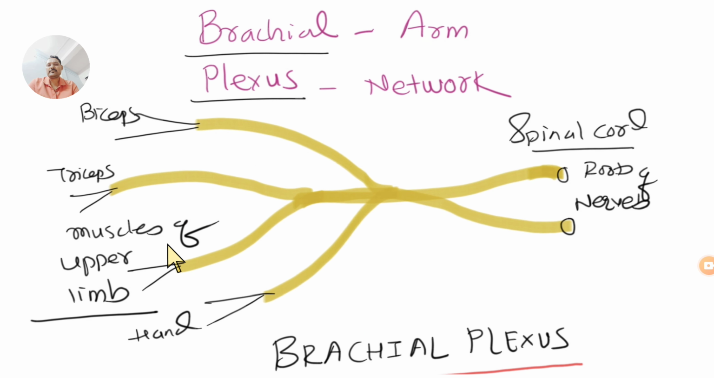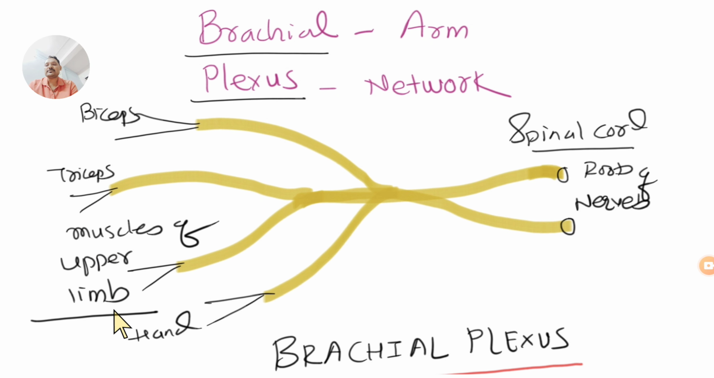See the word itself, what does it indicate? Brachial means it is related to the arm, and here we can take a wider term, that is upper limb. So this is a plexus, that is a network. I am repeatedly telling you, this is a network of nerves that supply your upper limb, and this is a prototype. It only tells you how these nerves are arranged in a particular pattern. The spinal cord has the roots of the nerves arising from it, they unite, they again redistribute themselves, and they supply the muscles of the upper limb.